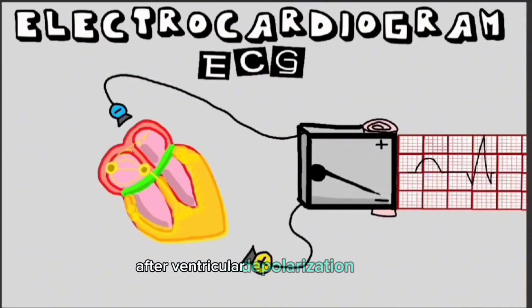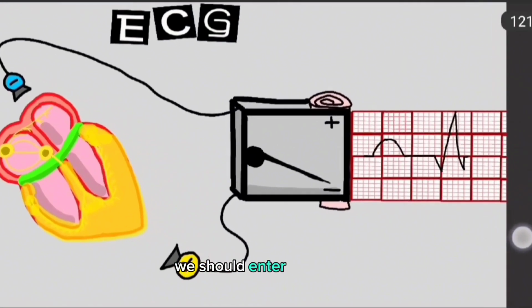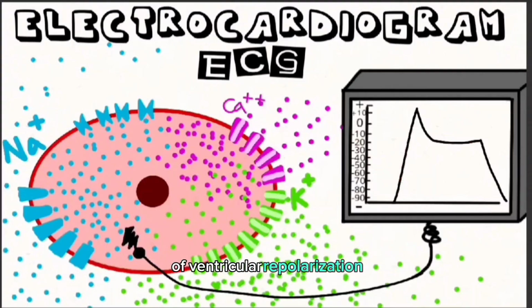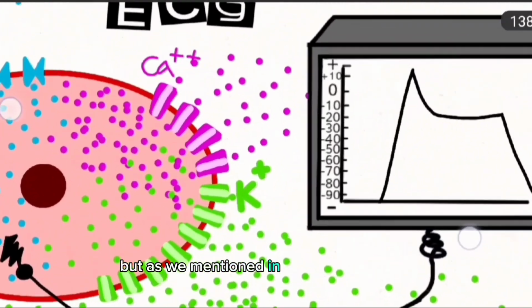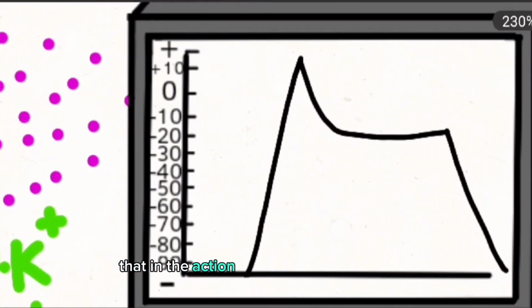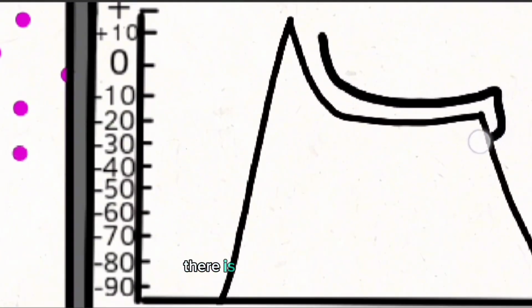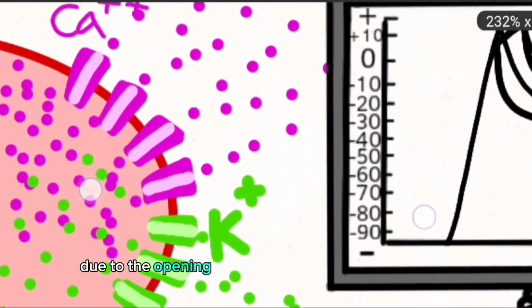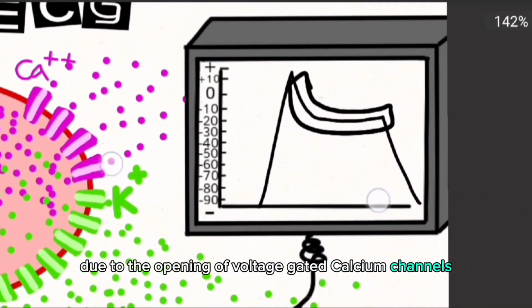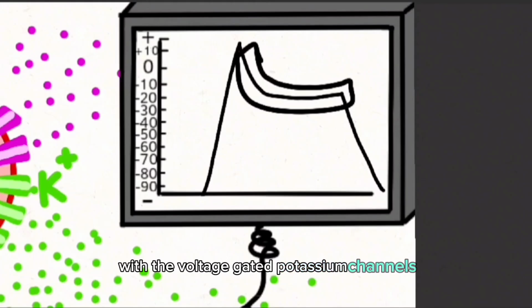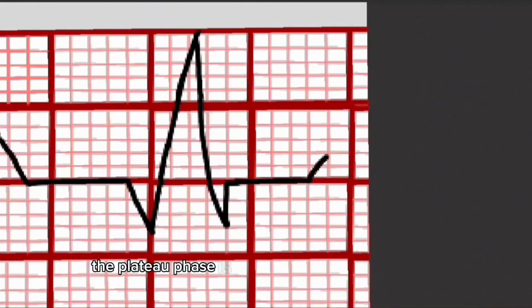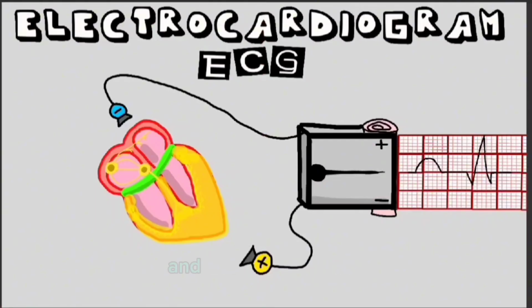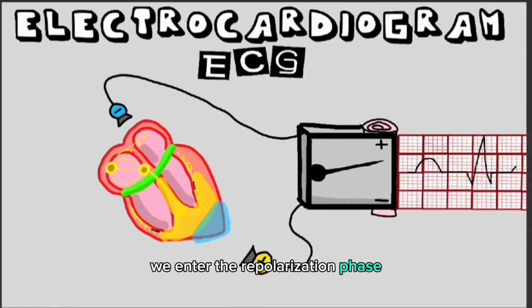After ventricular depolarization is over, we should enter the phase of ventricular repolarization. But as we mentioned in our previous video, in the action potential of the myocytes, there is a plateau phase due to the opening of voltage-gated calcium channels with the voltage-gated potassium channels, delaying the repolarization phase. The plateau phase is recorded by the ECG machine as a flat line after the S wave, and after the plateau phase, we enter the repolarization phase.